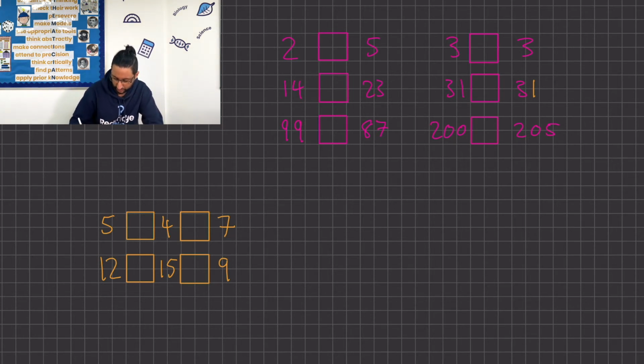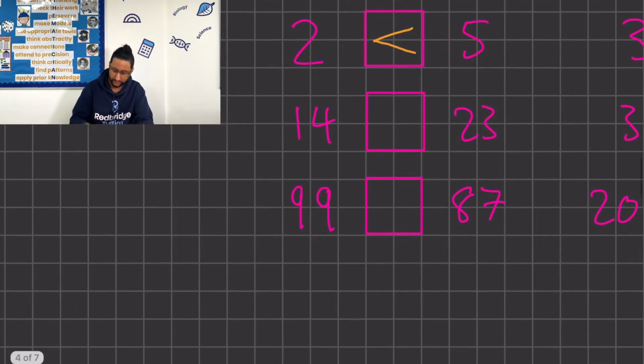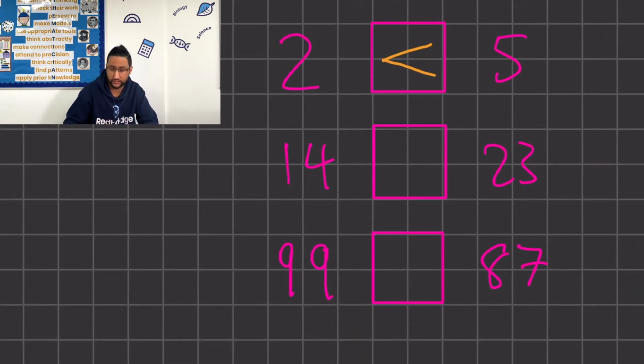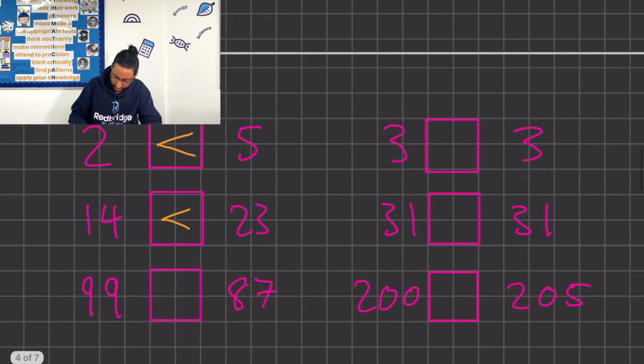Okay, so let's start with the first one. We have 2 and 5. So this is going to say that 2 is less than 5. So the open jaws point towards the bigger number. Same thing here, 14 and 23. 14 is less than 23. Let's leave this one till a bit later and let's move over to here.